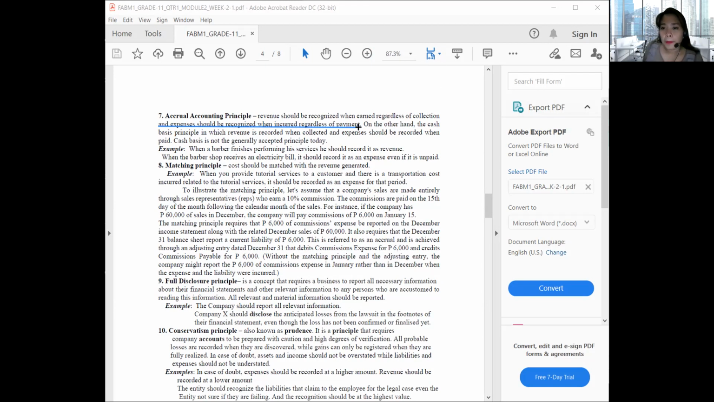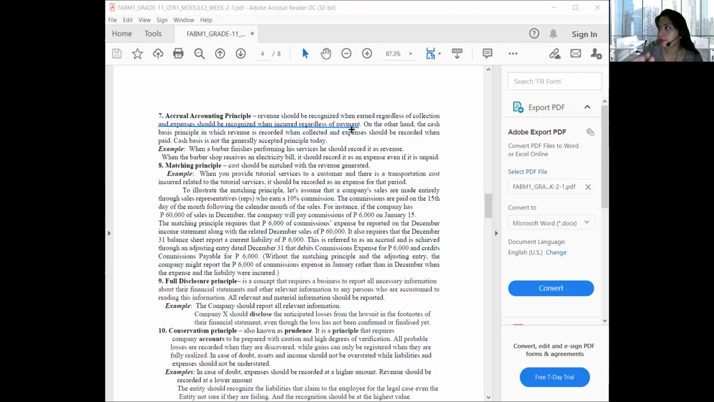So ngayon, kapag sa accounting, even though si Kumare hindi pa nagbabayad, you have to record that and think of that as an income at your end, even if hindi pa siya nagbabayad. Okay? Ayan o, should be recognized when earned regardless of collection. Okay? Regardless kung na-collect mo yung pera or hindi. Okay? An expense should be recognized when incurred regardless of payment.